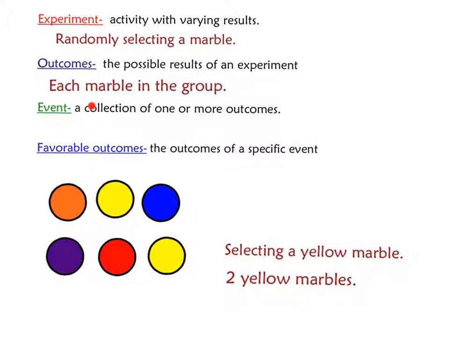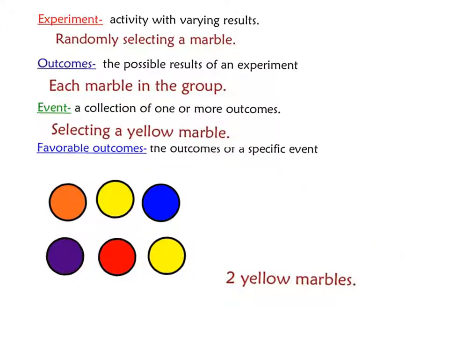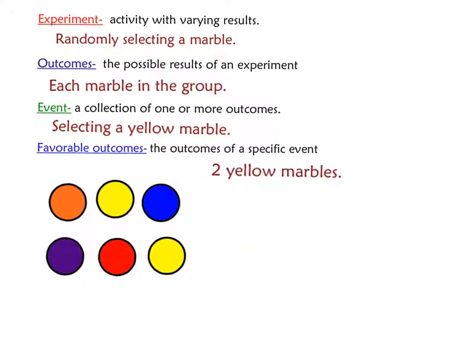All right, and the next word is an event. An event is like a specific question I'll ask you. So I might say, what are your chances of getting a yellow marble? That's the event. That's what I'm asking about. So selecting a yellow marble, that's the event. And then I might ask you, what are the favorable outcomes? Like, how many possible times could I get yellow? Well, there are 2 yellow marbles in the bag, so there are 2 favorable outcomes. 2 times I could get yellow. There's only 2 yellow marbles in there. So those are some vocab words that you need to write down and make sure you know.